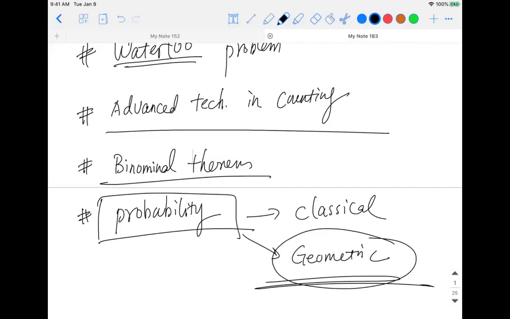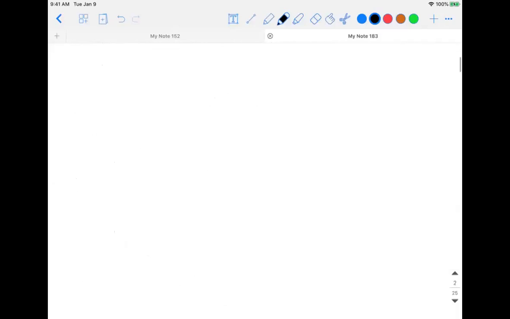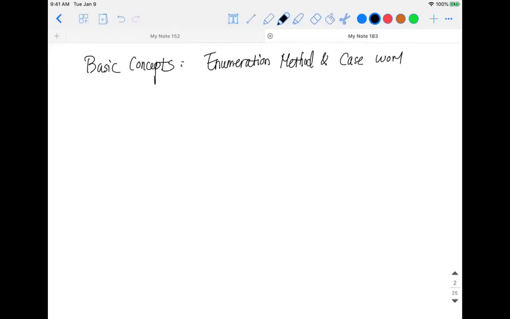All right, if all good, let's go to our first lecture. We're going to focus on the basic concepts. Number one, today we're going to focus on the enumeration method and casework. Before we jump into the enumeration method and casework, let's talk about something broadly. Generally speaking, when we talk about mathematics, we're basically talking about three types of problems.